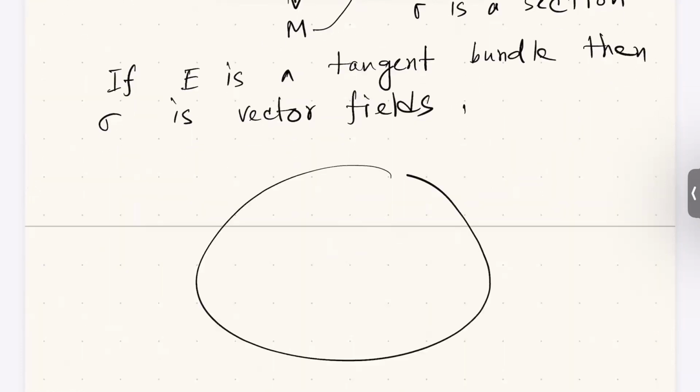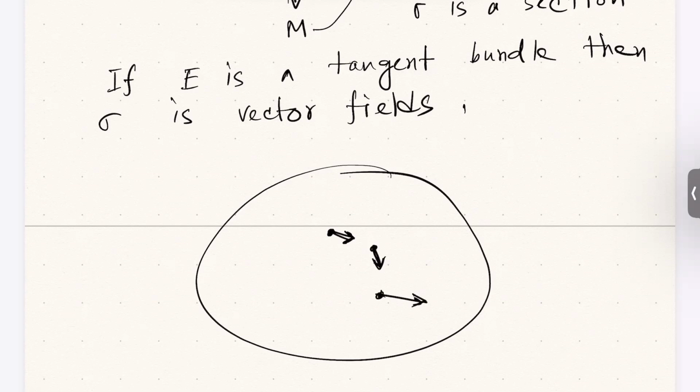Why? Because if this is the manifold, then let's say I want to consider the vector fields on this manifold. A vector field gives you a vector, right? So maybe at this point there is a vector in this direction, and at this point there is a vector in another direction. But at each point we have a TPM. At this point there is a TPM, at this point another TPM, and at this point another TPM.